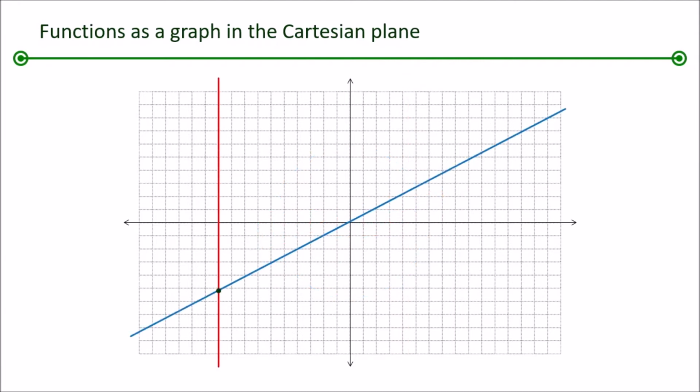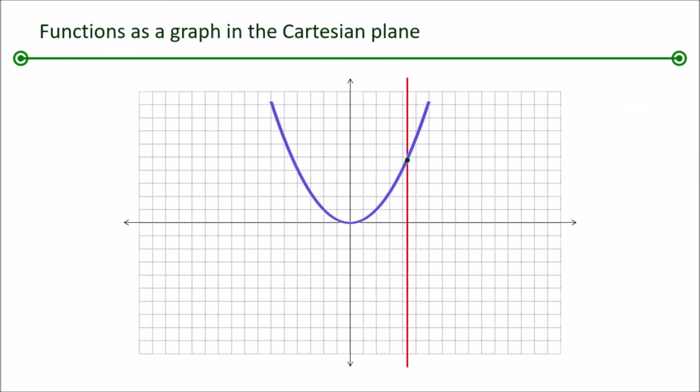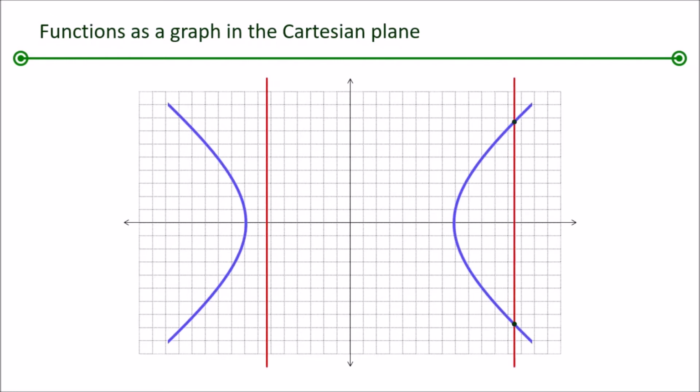Next, we have this diagonal line, which qualifies as a function. Next is a graph of a parabola, which is also a function. Lastly, for this illustration is a graph of a horizontal hyperbola, which is not a function, since the vertical lines can pass through the graph either twice or none at all.